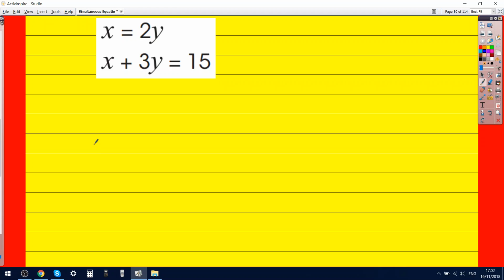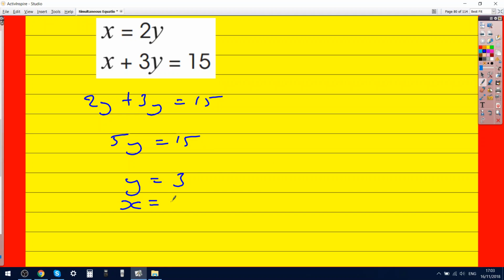So got x equals 2y. So if x equals 2y, it's 5y equals 50. So that means y equals 3. And is that full marks? What, x equals 6? Yeah. So simultaneous equations, they want x and y.